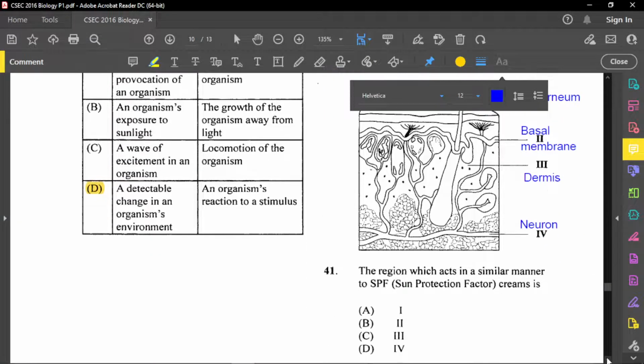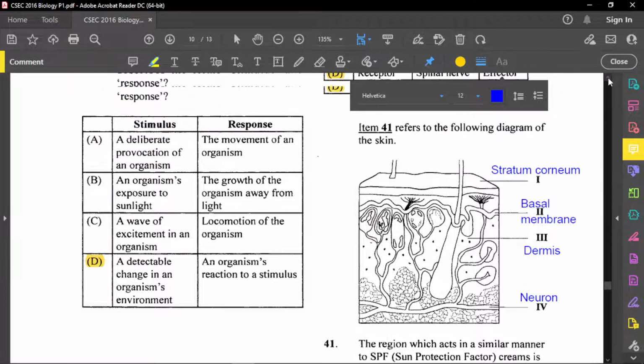All right, let's go to question number 41 now. Question number 41 states here that we have the skin. I'm just going to go through the skin. The outermost layer of the skin is called the stratum corneum. We have a basal membrane, which is this area right here. And then between here, we have the epidermis, and then we have a dermis here. And then I labeled 4 as neuron.